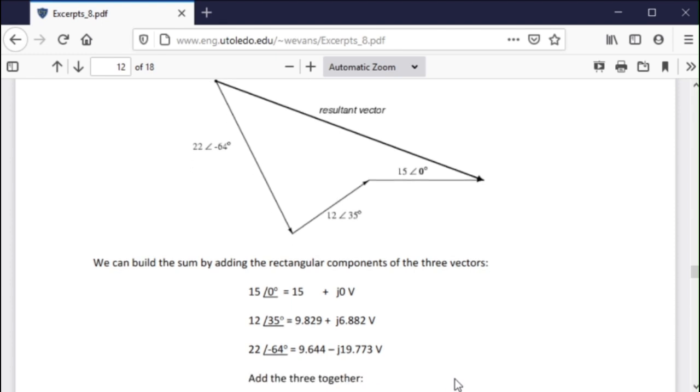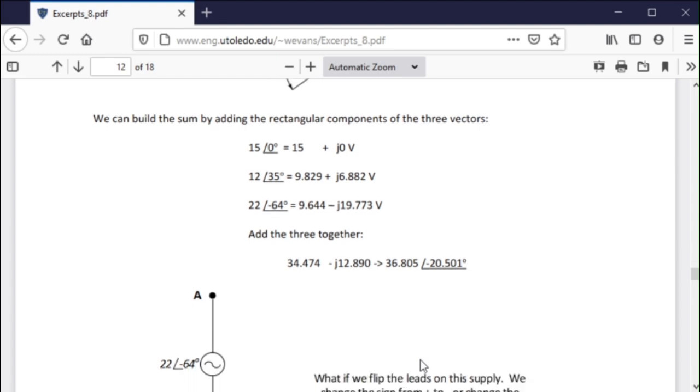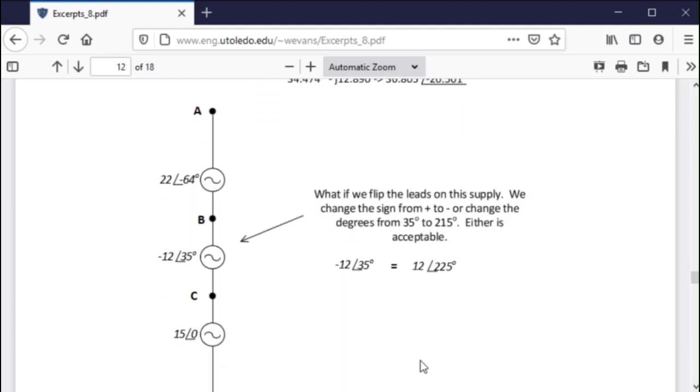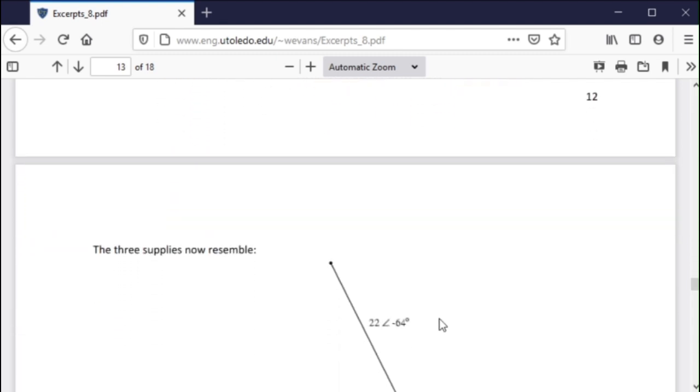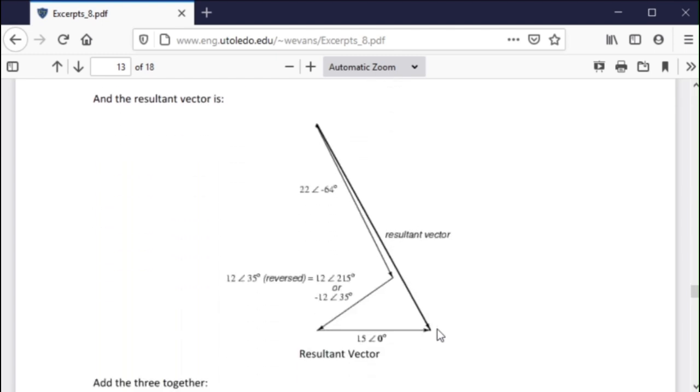So if I measure those voltages independently, I would see these voltages out here. But if I measured across the whole bunch, I would get this number right here. Now, if you flip the leads on one of them, what have you done? You've changed the number here from a minus to a plus. And in that case, what did you do? You turned the vector around, didn't you? And your answer is going to change.